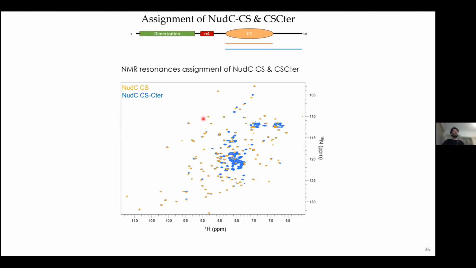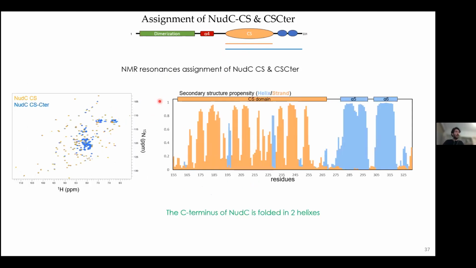We assign this CS and C-terminus region. This is the spectrum we obtain. So we could record the NMR, and we could assign it. Once we have the assignment, we can determine secondary structure, and this is what you observe here. In orange, we have the strand propensity, and in blue, we have the helix propensity of the protein.